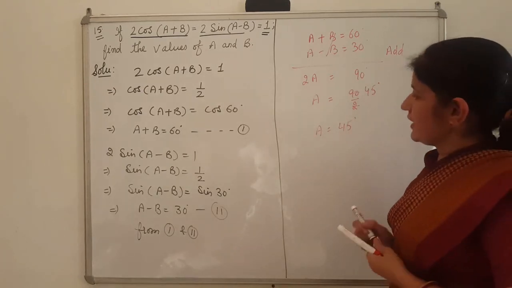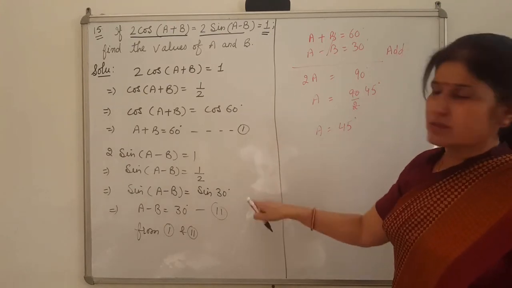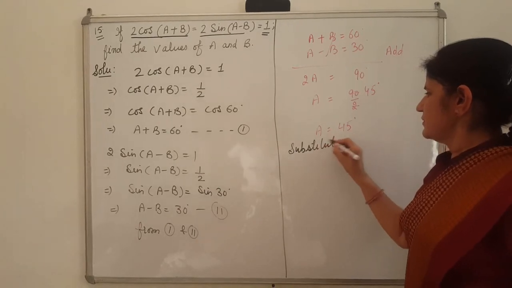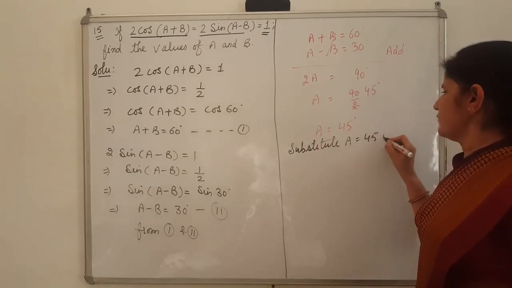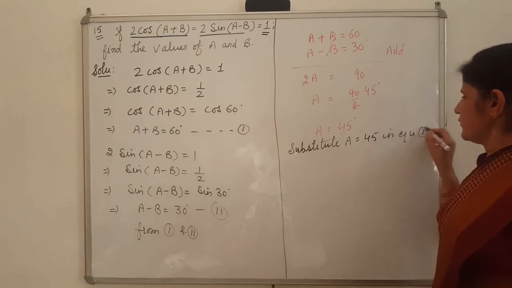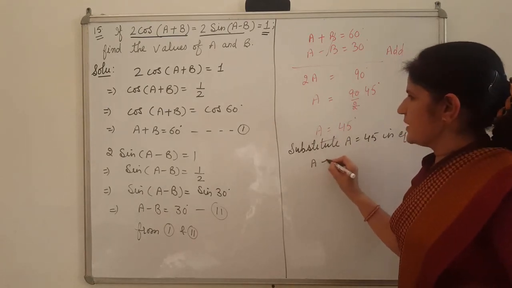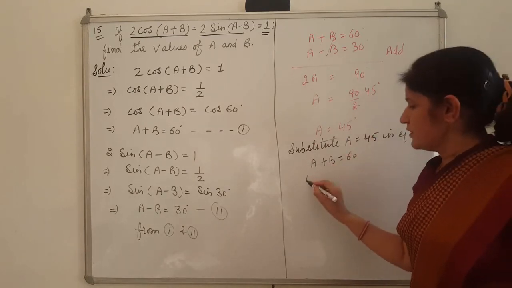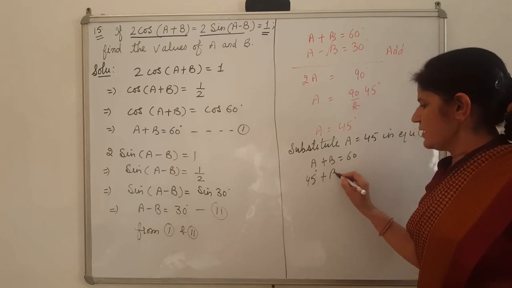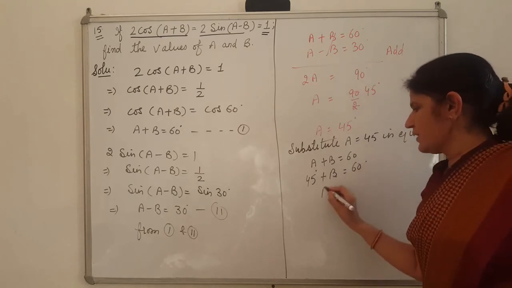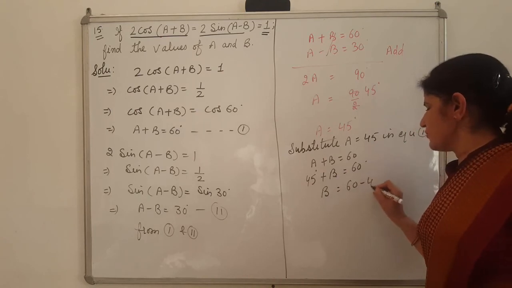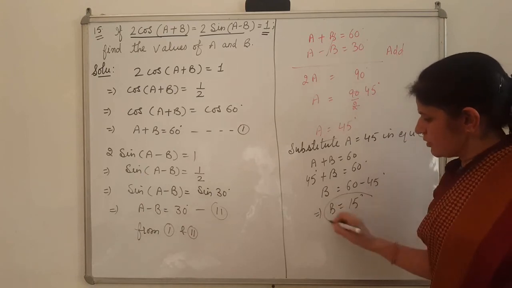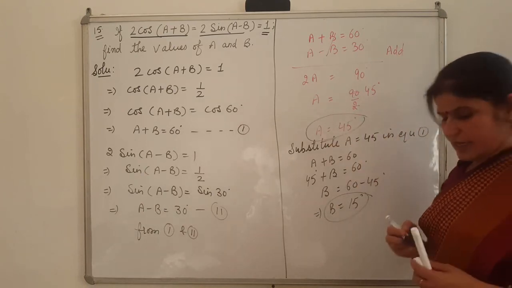This value of a you can substitute in any of the equation. So substitute a is equal to 45 in equation first. a plus b is 60. So a we are substituting as 45. So 45 plus b equals 60. And what is b then? 60 minus 45, and value of b is 15 degree. So like this we can find out value of a and b.